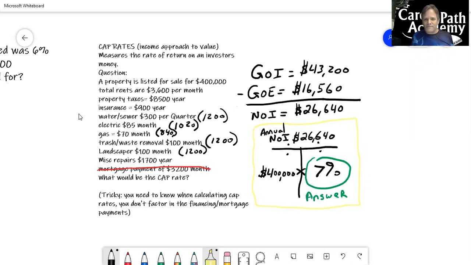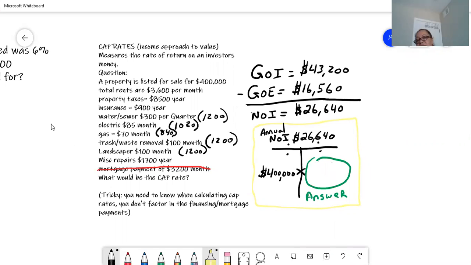Question: you divided 26,640 by 400,000, and to me it's coming to 0.0666. That's why you're coming to 7%. So my calculator rounded. I don't know what the exact number was, but it basically rounded out. So what did you get exactly? 0.0666. So it's a little bit above 6.5%, right? Yes. So I'll write the correct amount here. It came out to 6.6%.